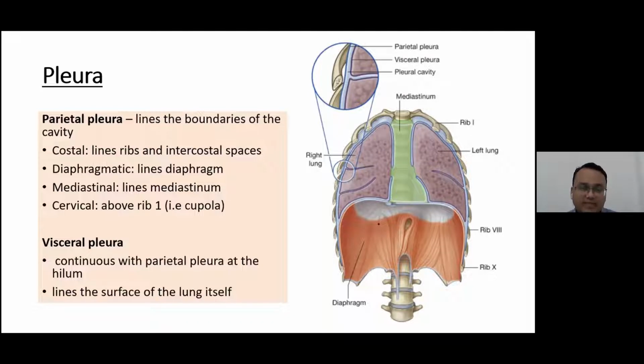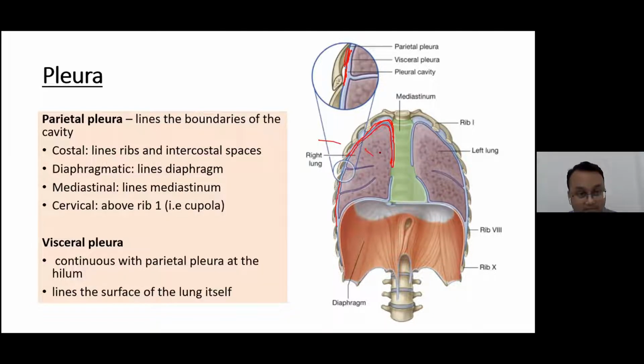So the parietal pleura lines the boundary of the cavity, on the external part. Let me draw that for you. So we have all this structure. This will be the parietal pleura, and it goes all the way. From here it has the costal pleura, cervical pleura, and here is the mediastinal pleura, and then it makes a reflection at the hilum of the lung, and it comes back. Now we have the parietal and the visceral.